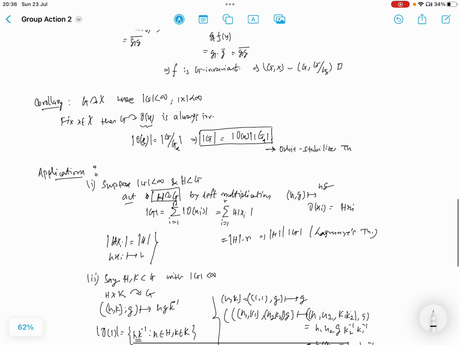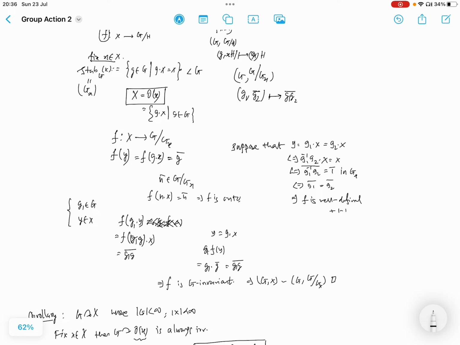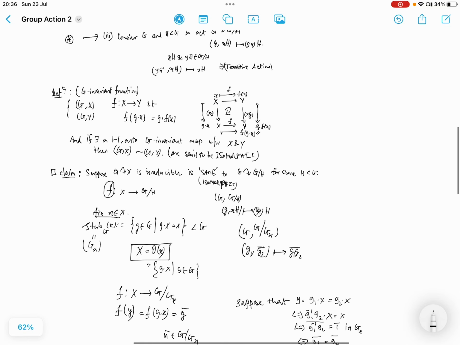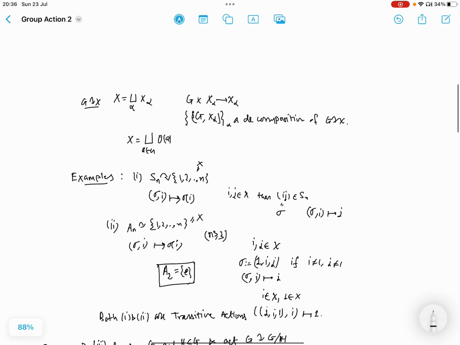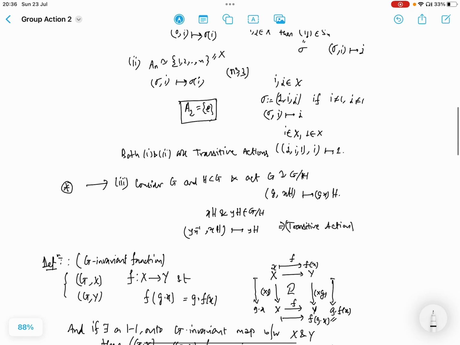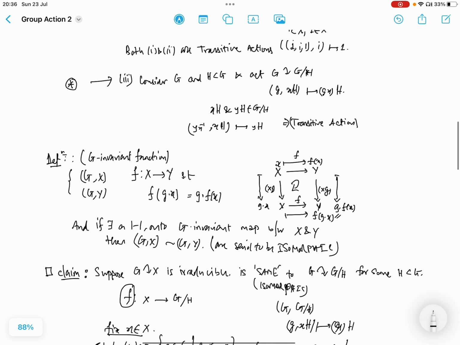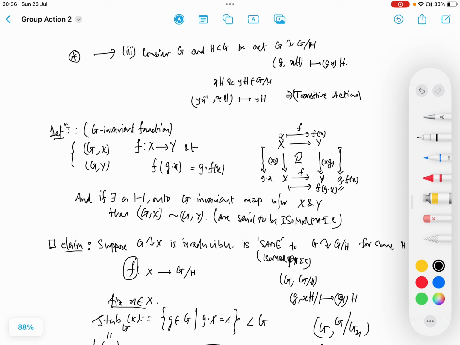This is already a bit too long, it's more than 30 minutes. So just recalling, in the last class I talked about irreducible actions and decompositions. In this video, I just gave some examples of irreducible actions. Then I talked about what are G invariant maps, and this is the main theorem. You can call it a theorem.